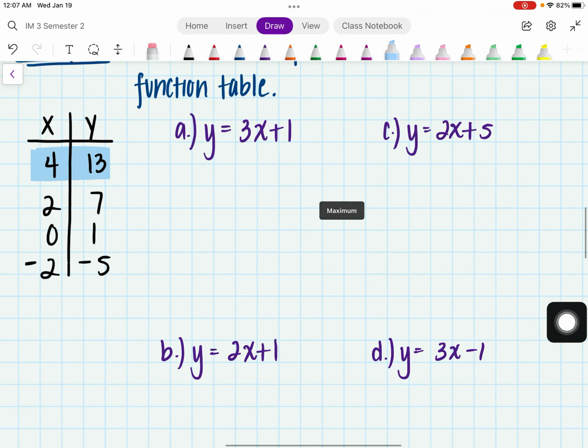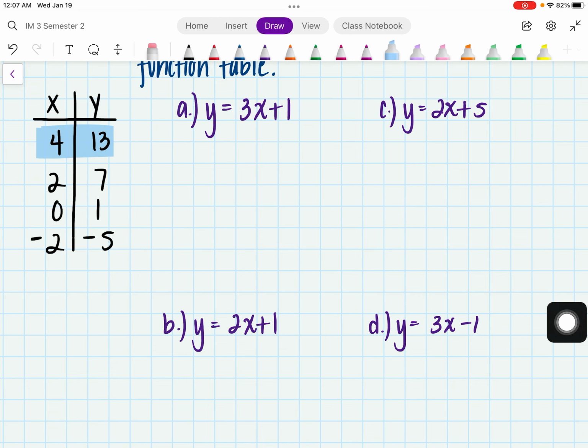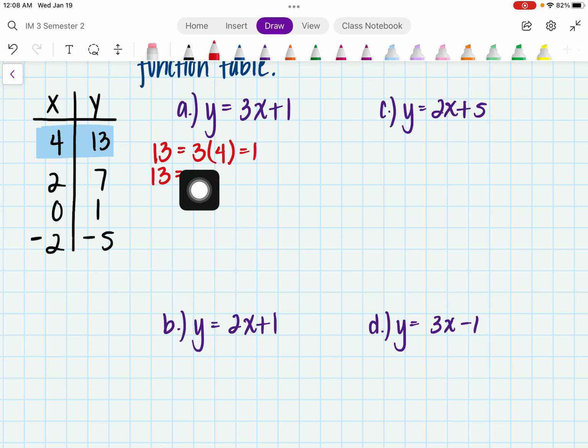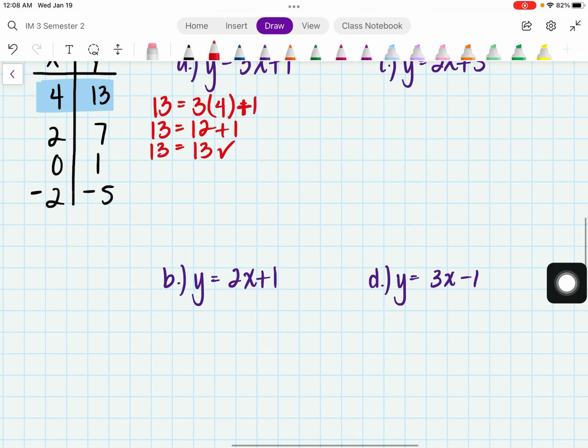So I am going to get started first with this point, 4, 13. And I'm actually going to go ahead and plug it into all of them, just so I could do a process of elimination. So starting off with the first one, I have y equals 3x plus 1. So wherever I see the y, I'm going to put 13, and wherever I see an x, I'll put 4. So that gives me 13 equal to 3 times 4 is 12, plus 1. And then 13 equals 12 plus 1 is 13. So this statement is true for this one.